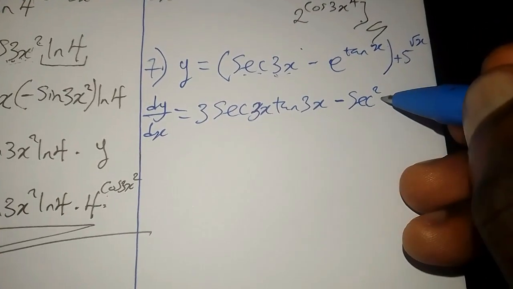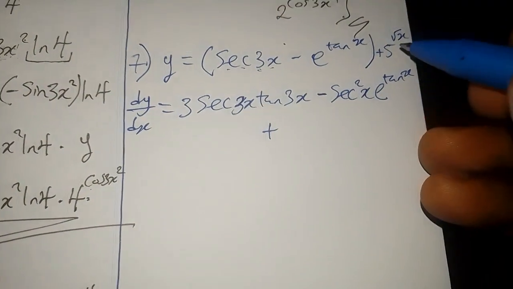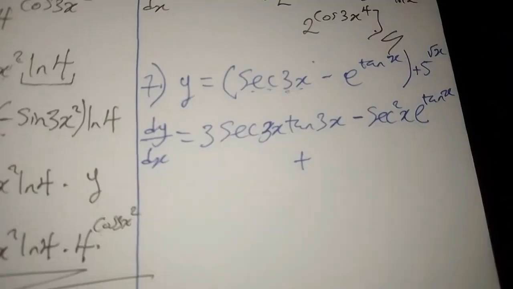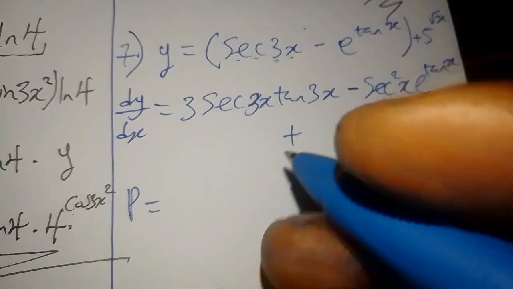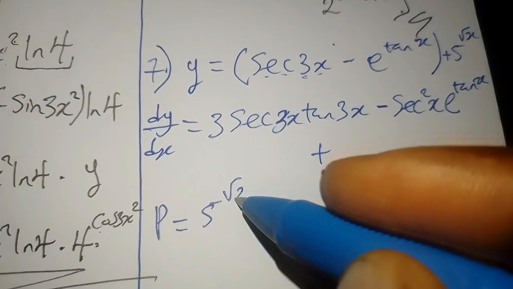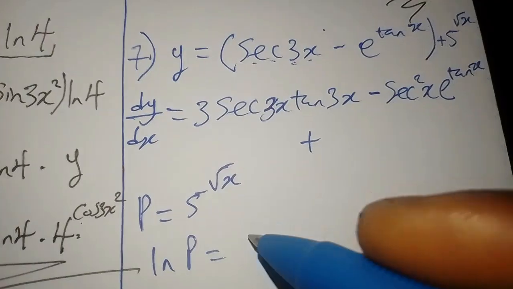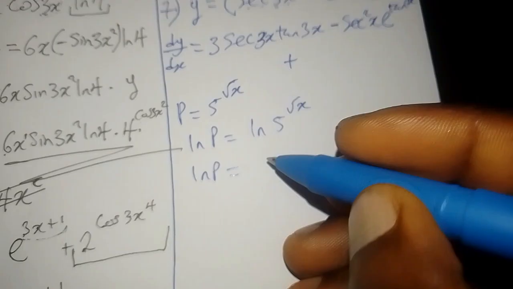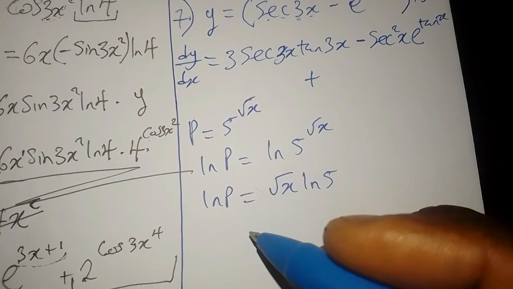You have to remember that what I want to differentiate has a power. So how will it look? You can actually pause the video and solve it. Let's say p equals 5 raised to power square root of x. Now from here, I can say ln p equals ln 5 raised to power square root of x. So ln p is then equal to square root of x ln 5. So from here, before differentiating, let's say ln p is equal to x raised to power 1 over 2 ln 5.